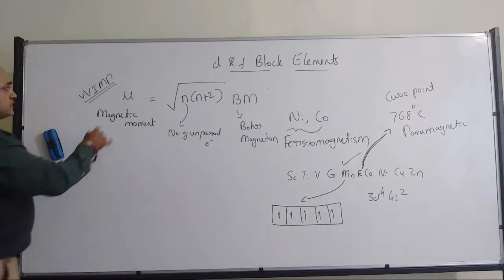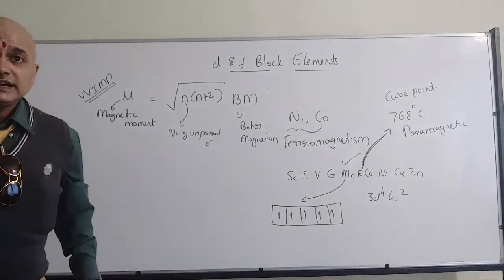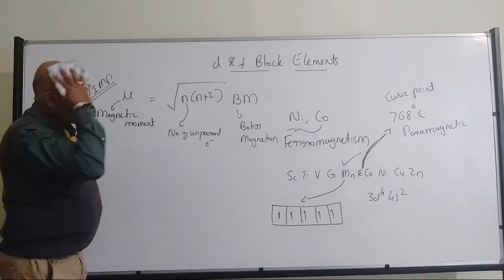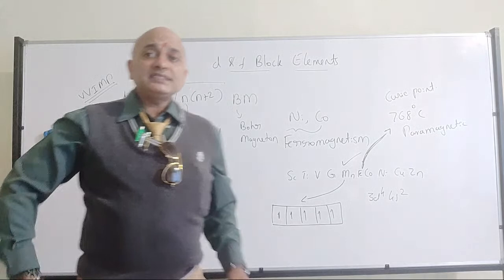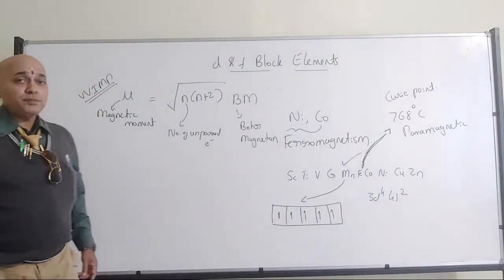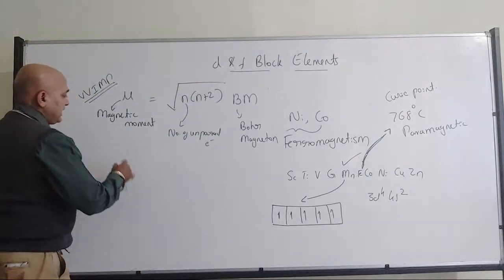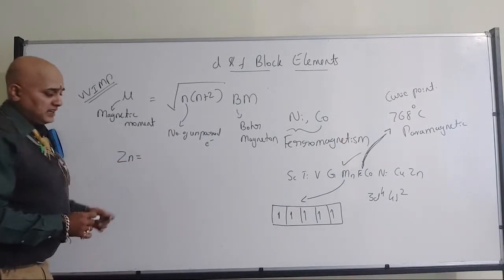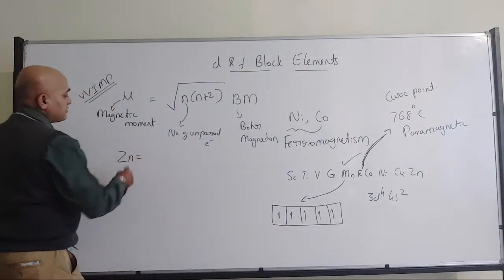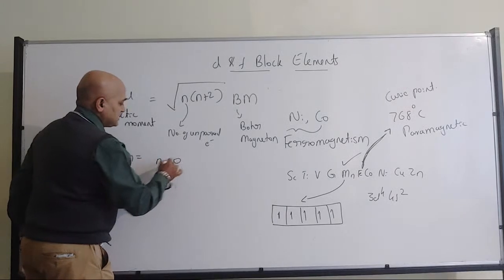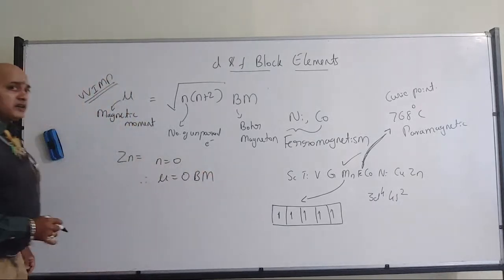So what is mu? Mu is the magnetic moment, n is the number of unpaired electrons, and BM stands for Bohr magneton, the unit for your value. If you simply write the answer without the unit, you will get fewer marks. Now, can you calculate the magnetic moment for zinc? For zinc it should be 0 because n is 0. So mu is equal to 0 Bohr magneton for zinc.